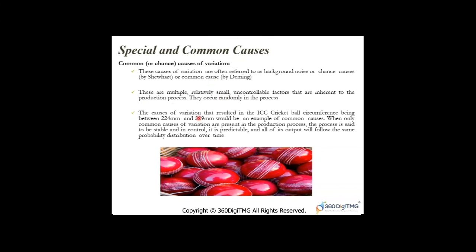So the causes of variation that result in the ICC cricket ball circumference, that example which we have taken, when only common causes of variation are present in the production process, the process is said to be stable and in control. It is predictable. You can build prediction models on top of that. And all of its outputs will follow the same probability distribution over time. We have discussed probability distribution earlier, so we need not look into that again. Here, by the way, is what cricket balls look like, for people who have not watched cricket.